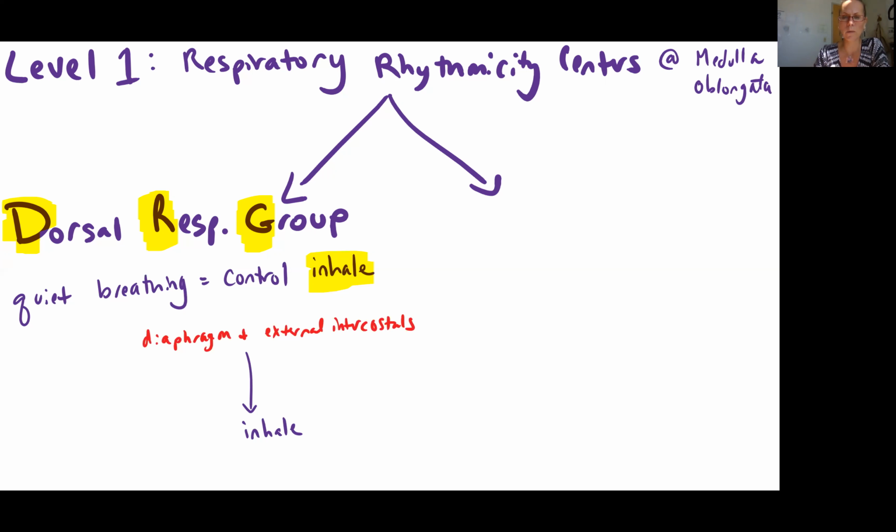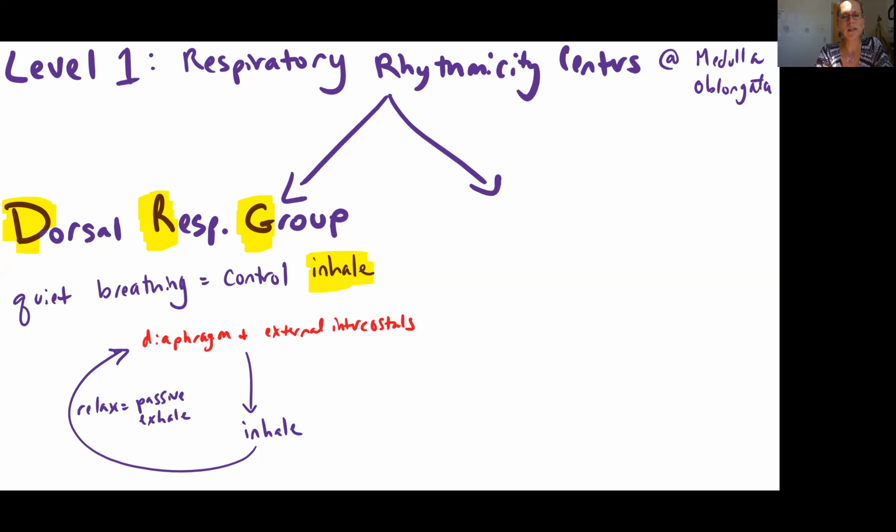So that's our inhale. Then we see that stimulation of that muscle stops. That muscle is allowed to relax. That's going to compress your rib cage, compress your lungs, decreasing volume, increasing pressure, pushing air out. So remember, we have our passive exhale here.